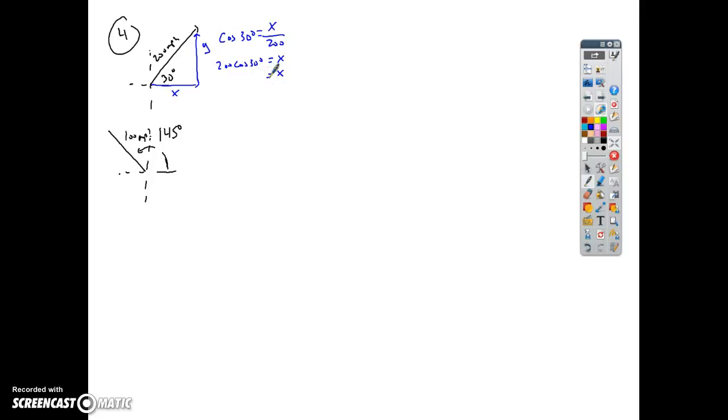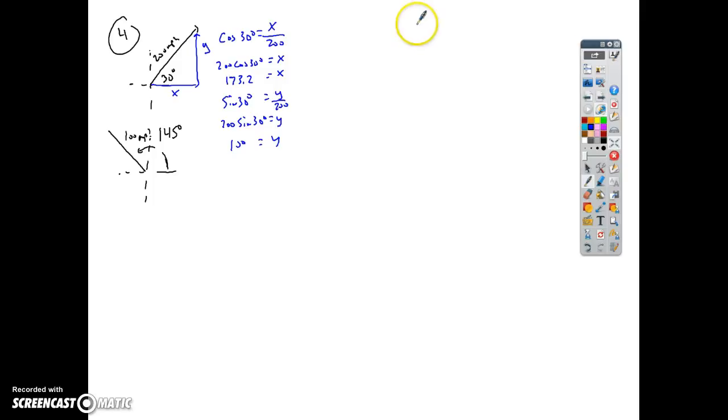X is therefore equal to, put in my calculator, 187. What do you get? That's not right. 173.2? All right, so now I'm going to do the y. Sine of 30 degrees is y over 200. Therefore, 200 sine of 30 degrees is equal to y. Y is equal to 100.